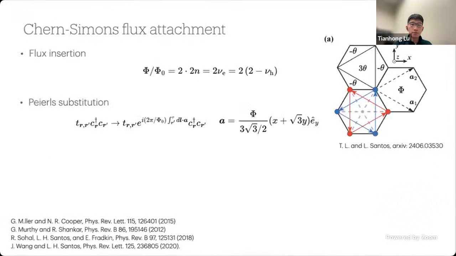Okay, so to incorporate this flux insertion into the Hamiltonian, we're using the Peierls substitution. We deliberately constructed a gauge field. So this is the vector potential. It's describing a uniform flux. And by adding a phase factor to the hopping strength, we can incorporate this flux insertion in the Hamiltonian.